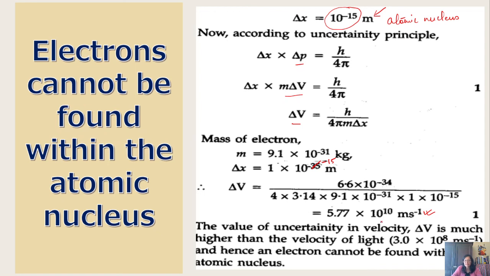Since nothing can exceed the velocity of light, hence we can say that this is not a valid condition. This case is not valid, that electrons cannot be found within the atomic nucleus, because considering this equation, Heisenberg uncertainty principle proves that the possibility of finding the electrons inside an atomic nucleus is nil.